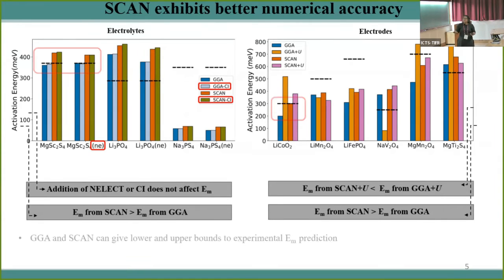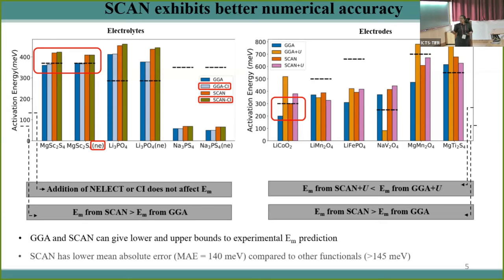Some of the common observations are that GGA and SCAN tend to give some kind of upper and lower bound to experimental barrier predictions, because they tend to underestimate and overestimate the barriers in the case of systems like MgAc2S4, which is an electrolyte, and systems like LiCoO2, which is an electrode. And SCAN has a better numerical accuracy because the mean absolute error that we calculated for SCAN tends to be lower than other functionals.